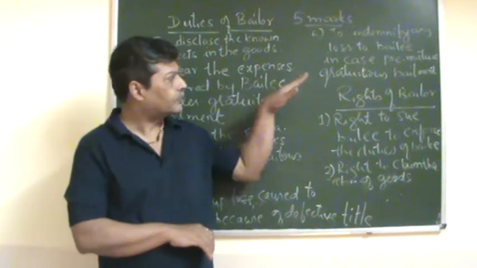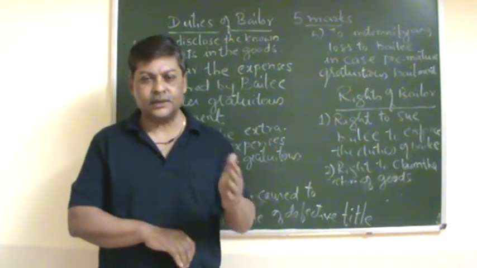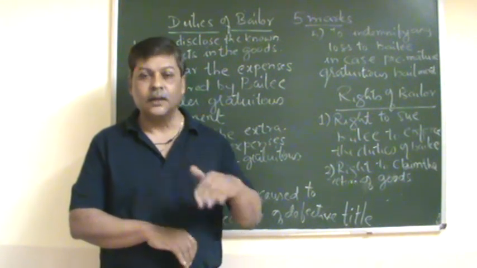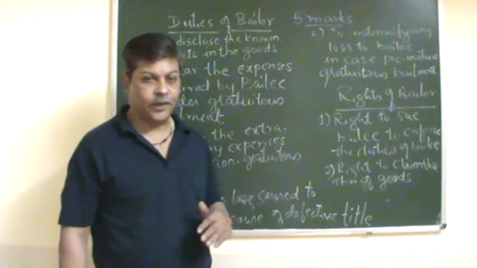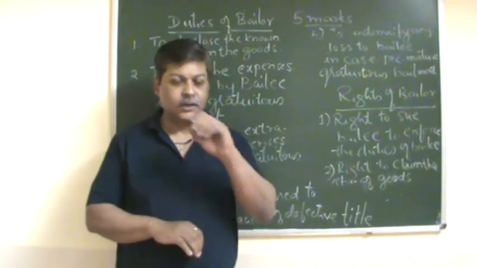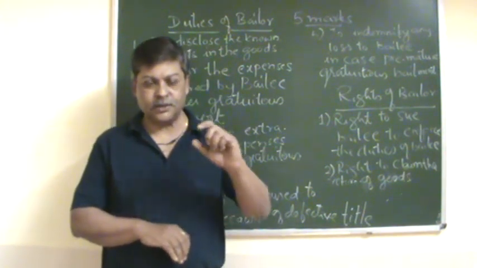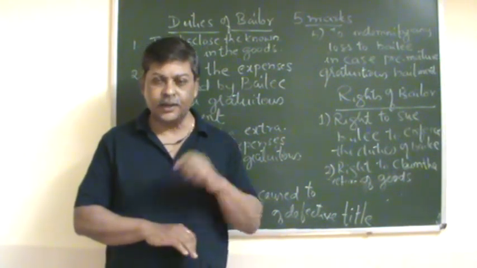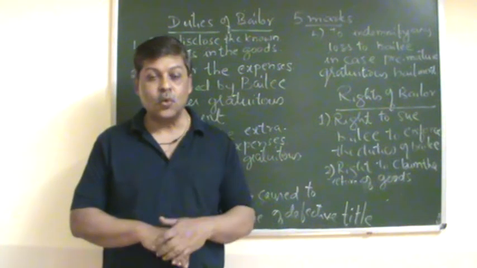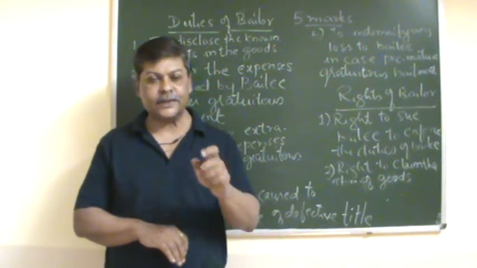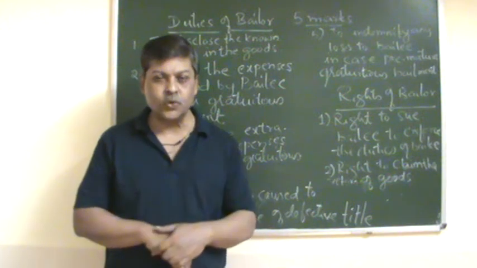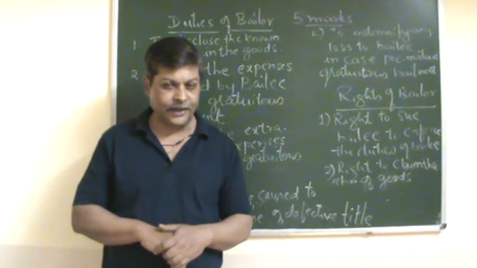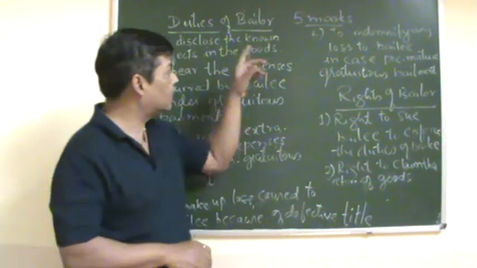Keeping that in view, we should know these parties' respective duties and the rights available to them. So this is what we are going to discuss today, the duties and the rights of the bailor. If this question comes in the examination, in the first 1 or 2 lines you mention who is a bailor. In the contract of bailment, the person who delivers the goods to another is called a bailor, and the person who receives it is known as the bailee.